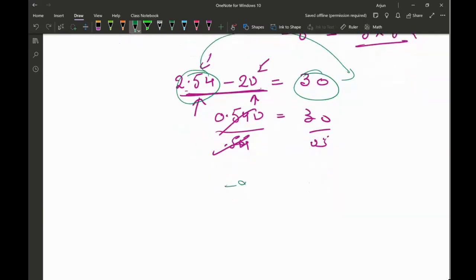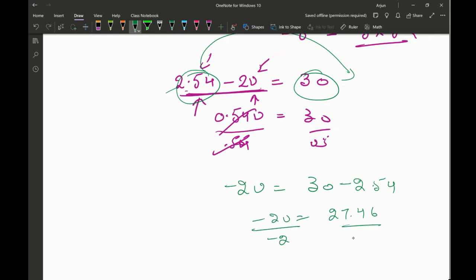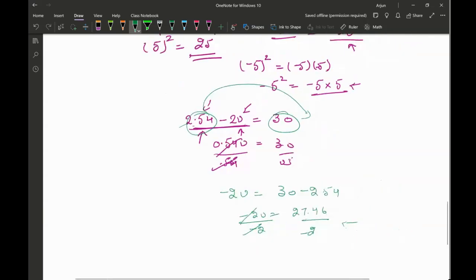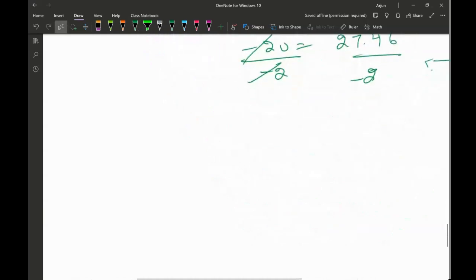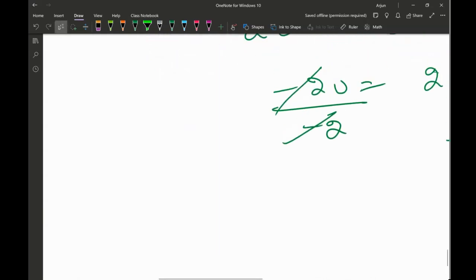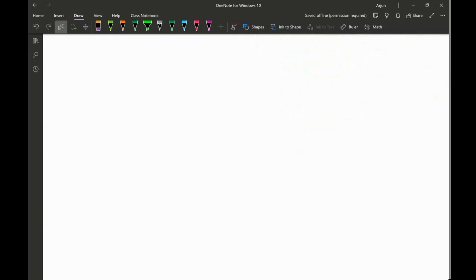So this one and this one are like terms. You have to collect these two like terms. So what your work will look like: minus 2v equal to 30 plus, this is going to go on the other side, minus 2.54, and that's going to give you something like 27.46. Then minus 2v, dividing both sides by negative 2, negative 2, that's going to give you the final answer. Hopefully you are understanding what I'm trying to teach you. These algebraic concepts are really important for you while you will be solving some of these math questions.